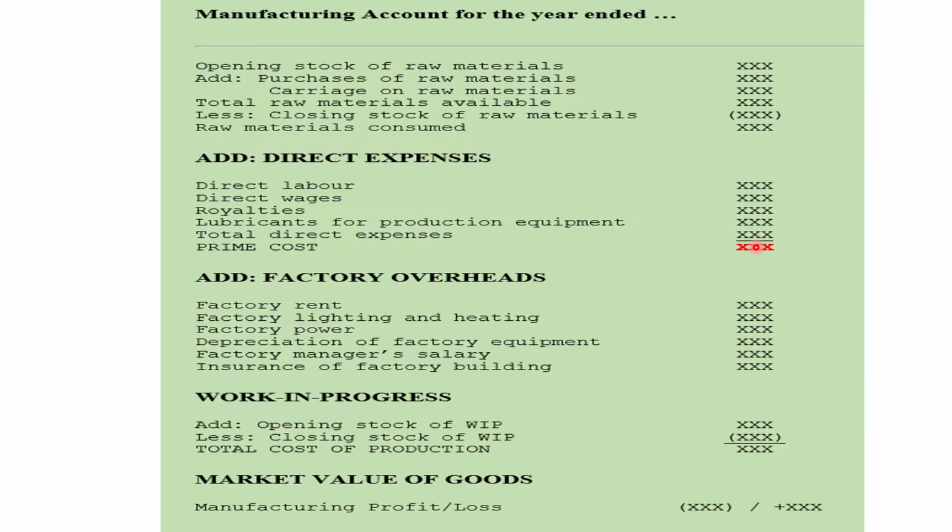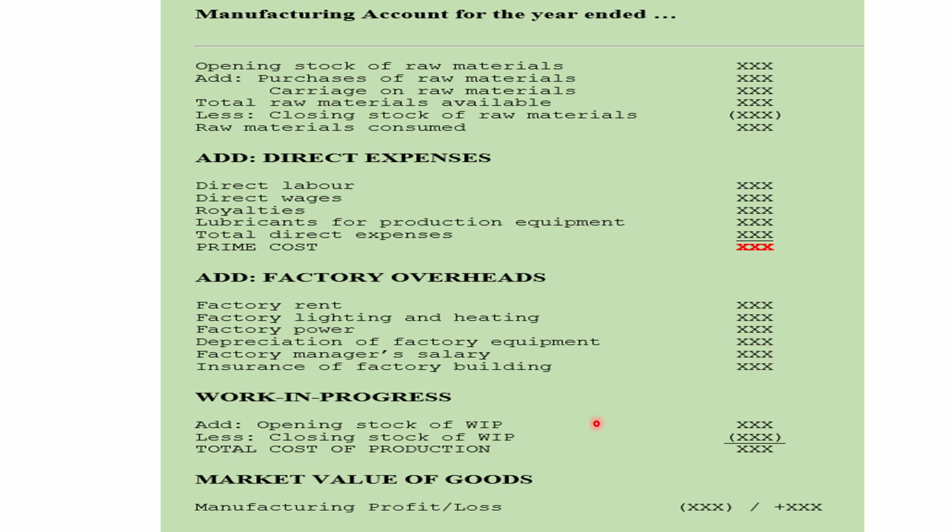After that, you go to indirect cost, which are factory overheads, which includes factory rent, factory lighting and heating, factory power, depreciation of factory equipment, even the manager's salary, and insurance of factory building. Okay, it's not always that you're going to have these, but you write what you have been given. Okay, so these are the indirect cost.